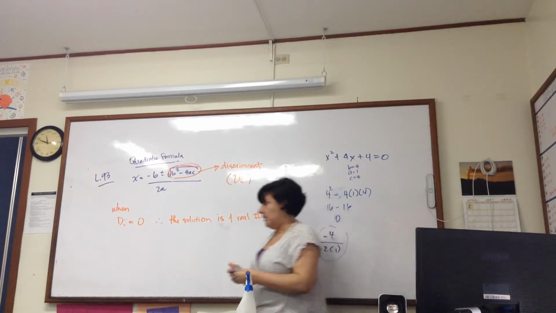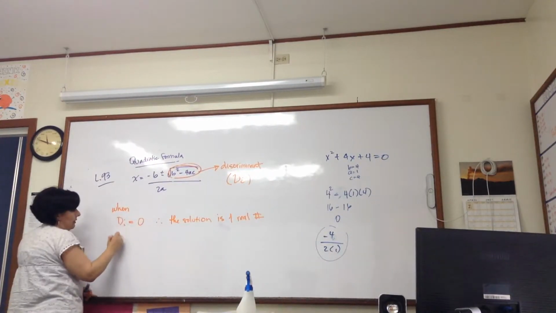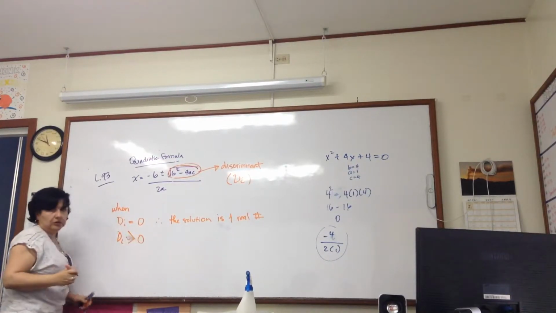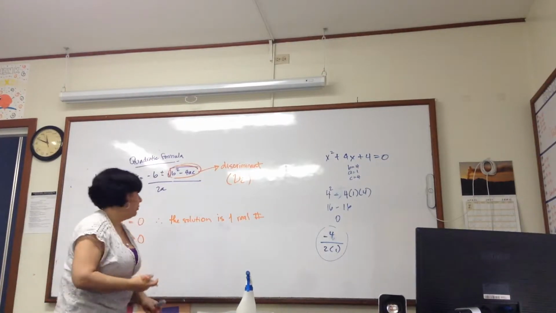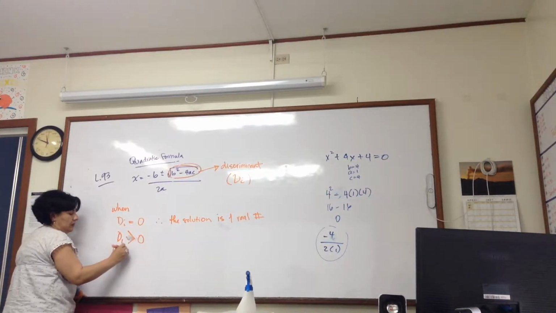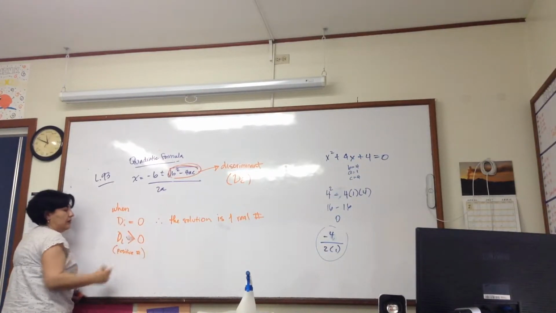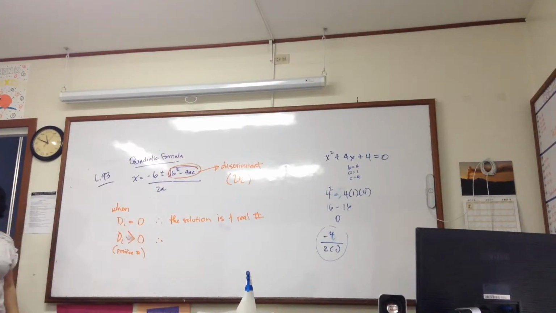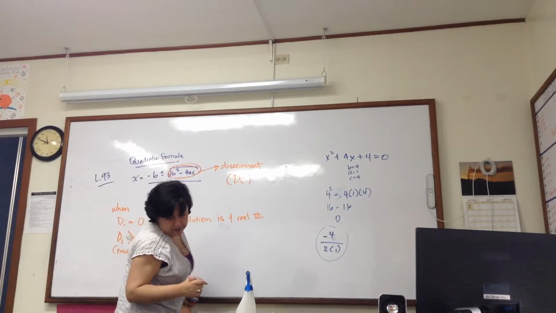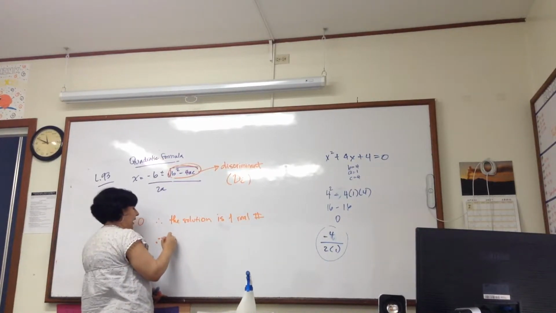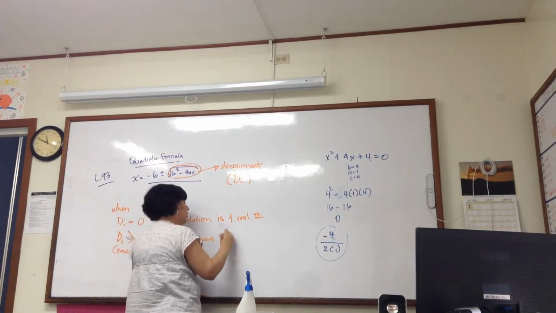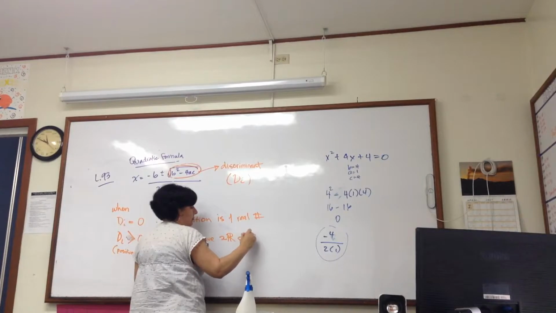When D_i is greater than 0, meaning it's a positive number, how many solutions are you going to get? 2. You will have 2 real number solutions.